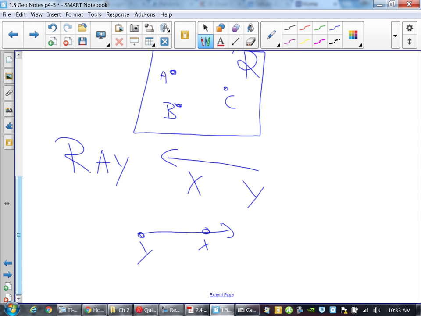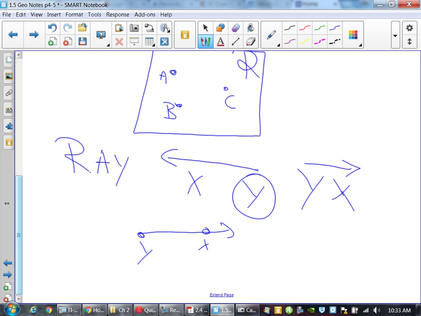Remember, when you have a ray, the spot that does not have the arrow is always the endpoint. Okay, it's always the endpoint. So this would be, oops, the X and the Y kind of look exactly the same. Okay.